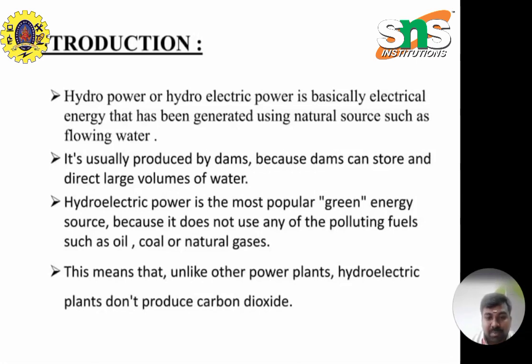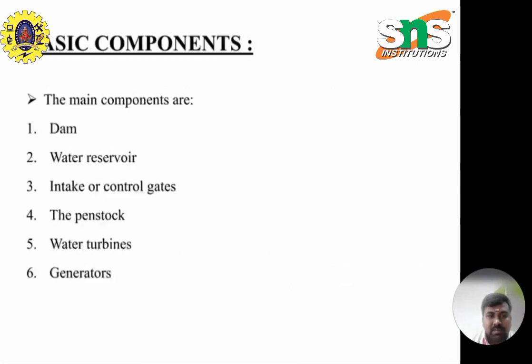For example, in the steam or thermal power plant, we are using the coal or oil for burning the water inside, which is filled in the boiler. And in the gas turbine power plants, we are combusting the natural gases. But here in the hydroelectric power plant, we are using the water. So it is called the green energy source. That means unlike other power plants, the hydroelectric power plants don't produce carbon dioxide.